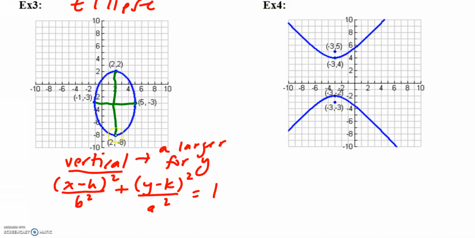So my major axis, well actually first my center looks like it's the point (2, -3). So I'm going to write a little note up here. My center looks like (2, -3). So I know my h and k already, which is again great.